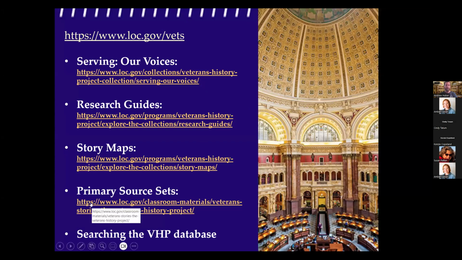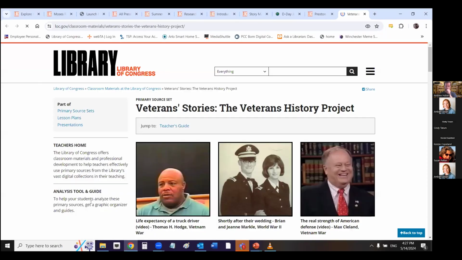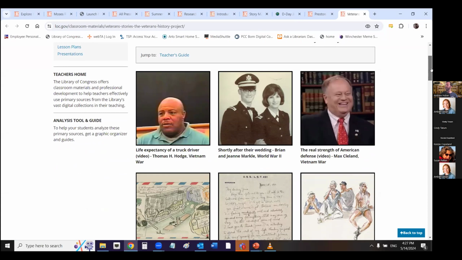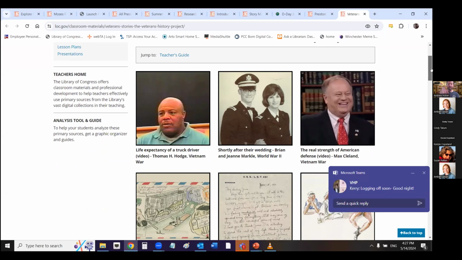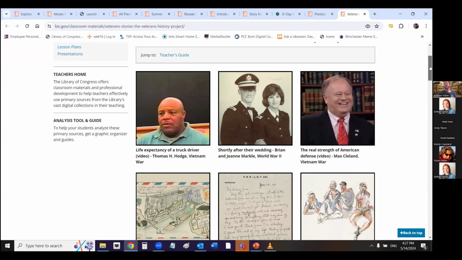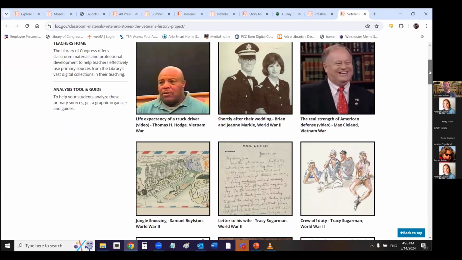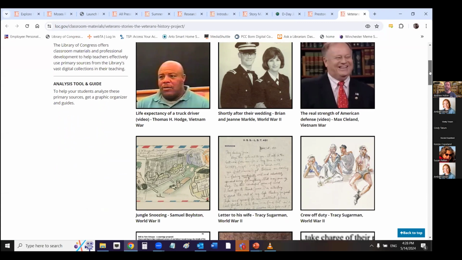In addition to those story maps, we have primary source sets. Now, these are essentially sort of like the story maps, in which they follow one single veteran. They're just not quite as detailed or interactive. But again, each one talks about a particular theme and then has those primary source materials right there. And this is a wide variety of service locations, wars, time periods, and jobs.